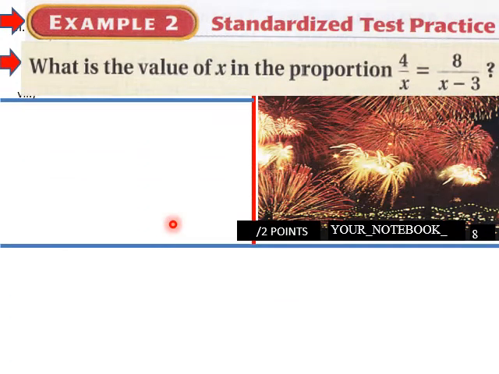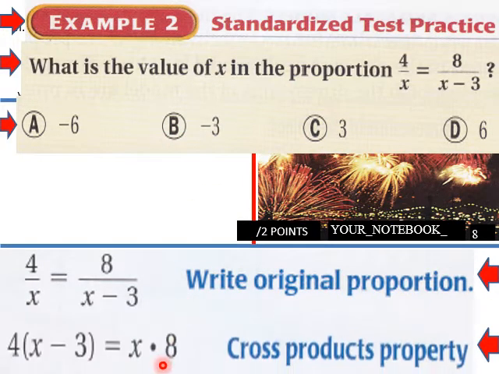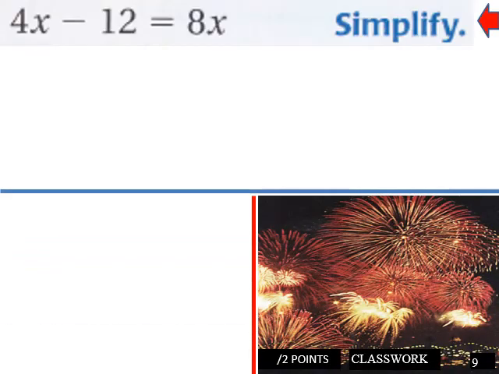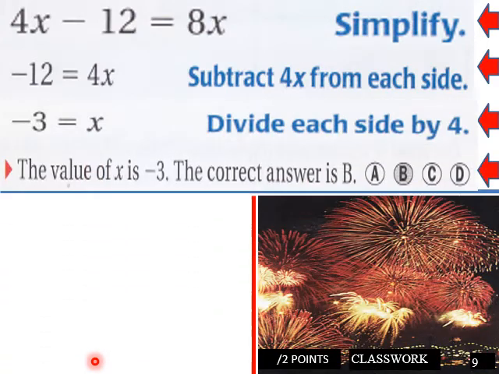Okay, back to example 2. Standardized test practice: what is the value of x in this proportion? Is it here, here, or here? Original proportion, cross products property: 4 times x minus 3 equals x times 8. So we have 4x minus 12 equals 8x. And then what do we do here? We move this over here, so we have negative 12 equals 4x. x equals negative 3, and the correct answer, negative 3, is B.